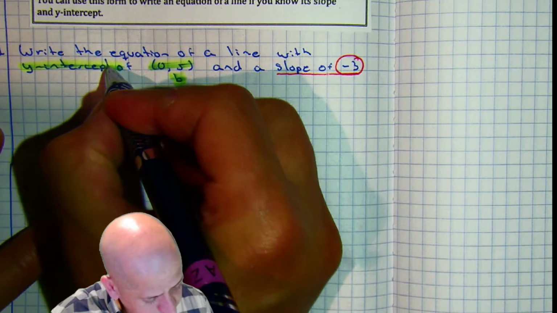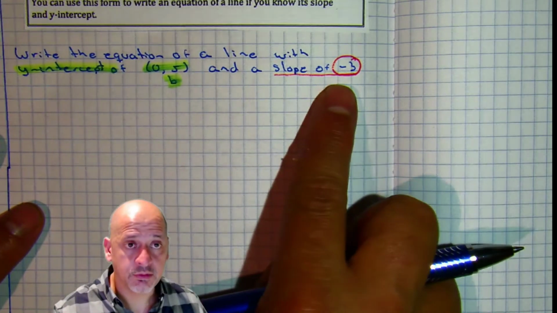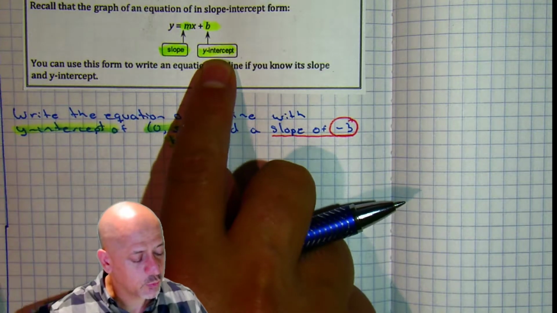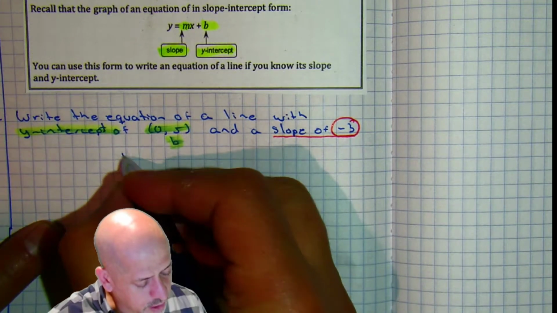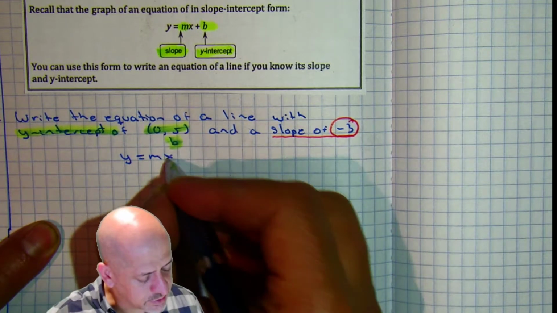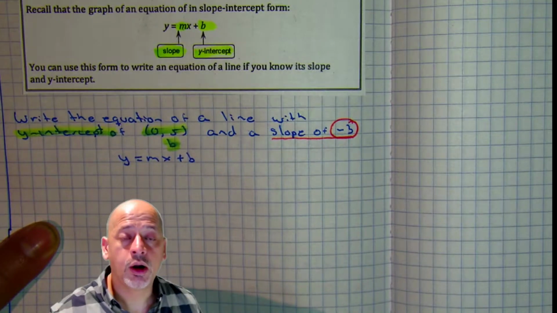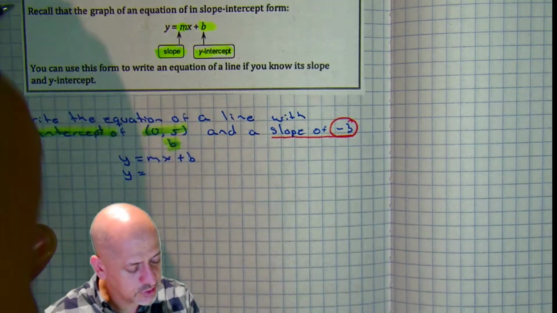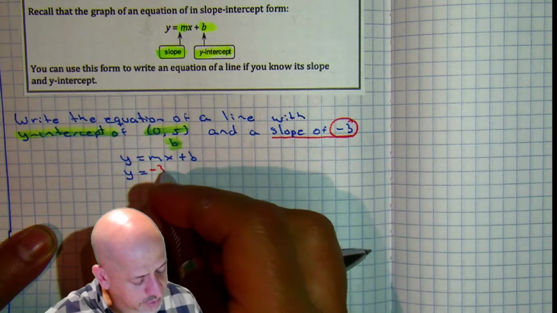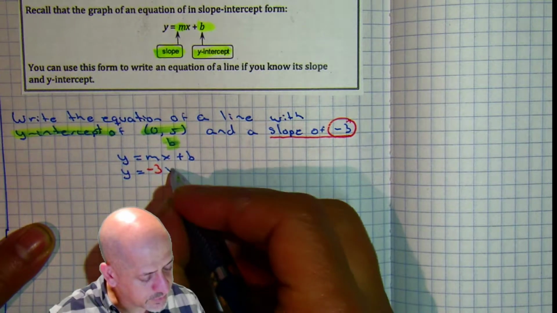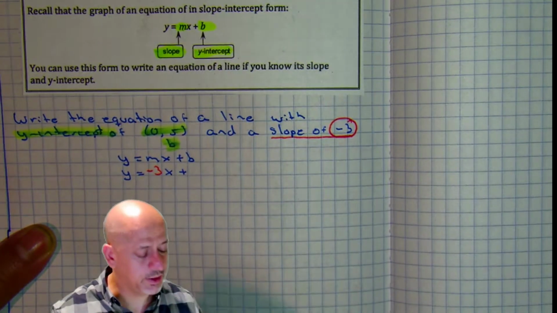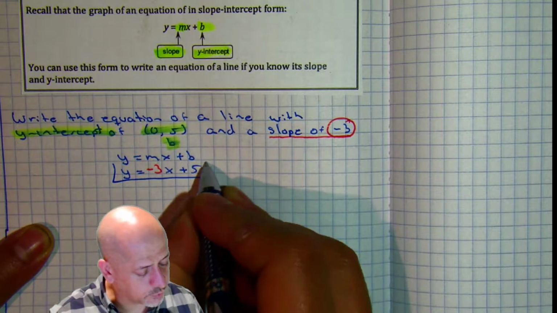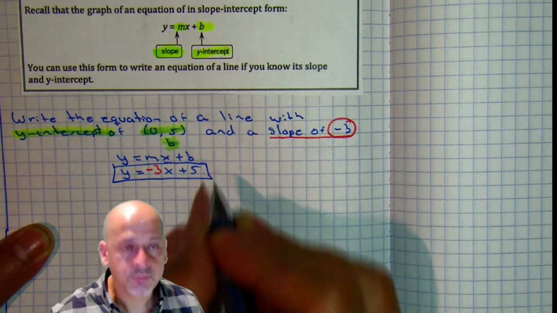Intercept. And our slope is -3. So as soon as they give us the slope and the y-intercept, we can use this equation. y equals mx plus b, where m is our slope, so therefore y equals -3x plus b, and your b is your 5. And that is all that we are doing today. Easy as that.